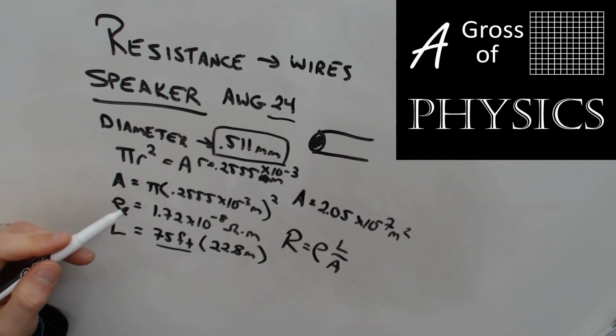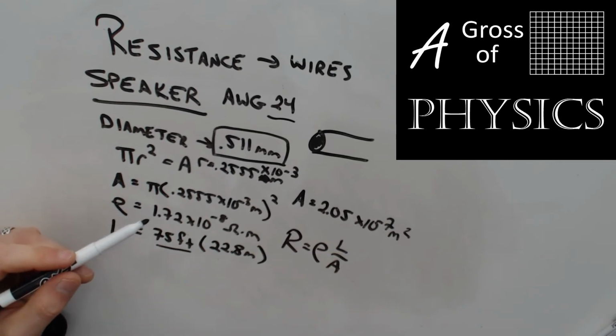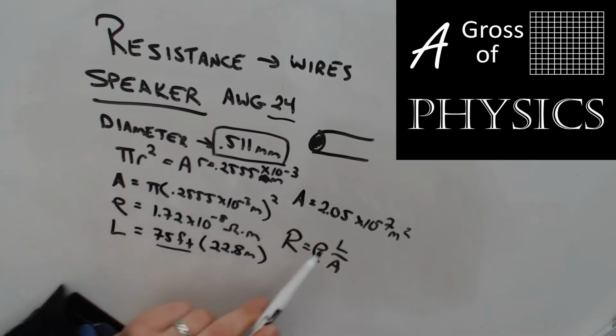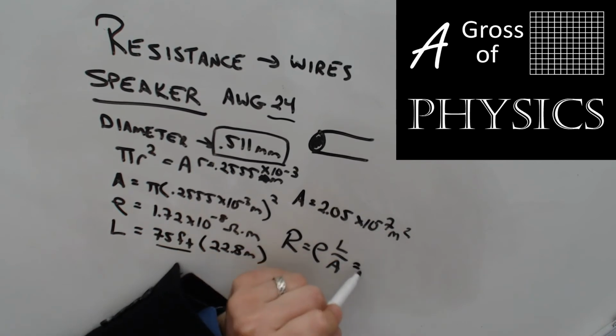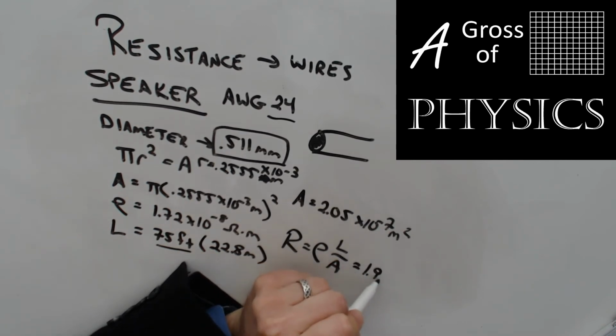So I'm just going to do that now. 1.72 e negative 8 times 22.8, and that's going to be divided by, and I already have the area, 2.05 e negative 7. So the value for the resistance of the entire spool of wire is 1.91 ohms.